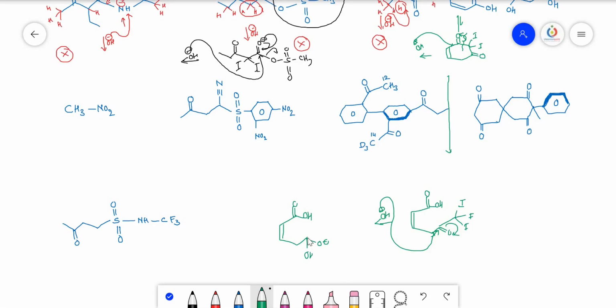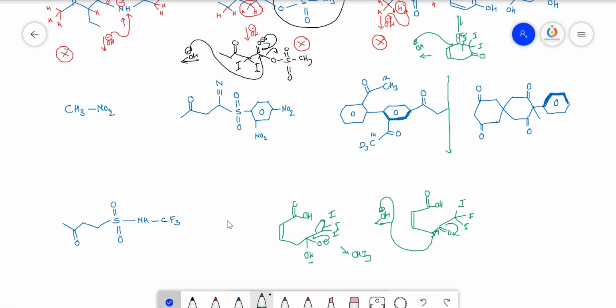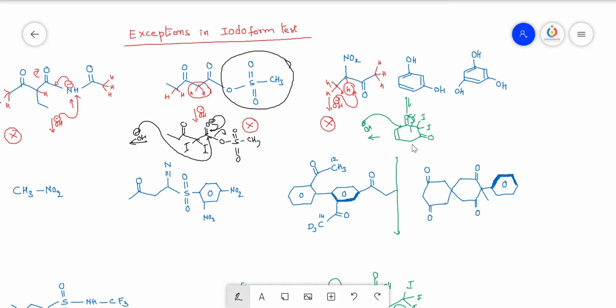O minus OH. Now this is iodine CI3. Now CI3 is a better leaving group than the OH minus, and so that I3 minus will be formed. This OH will lose one proton to the CI3 minus, and finally CHI3 will be formed. Hence, this molecule responds to the iodoform test.